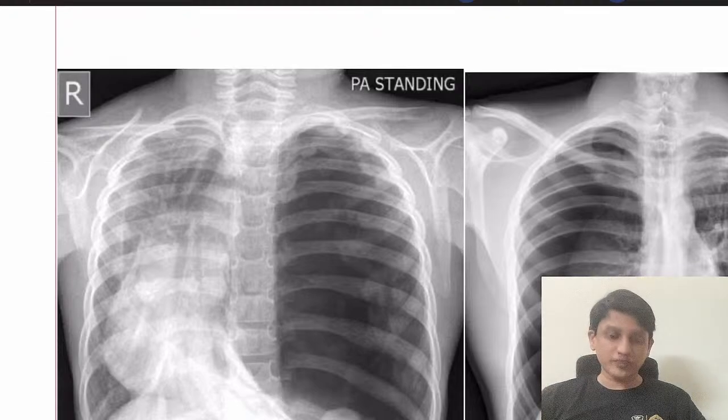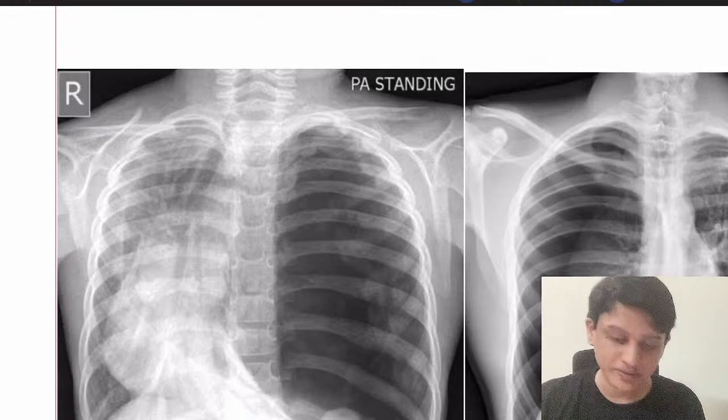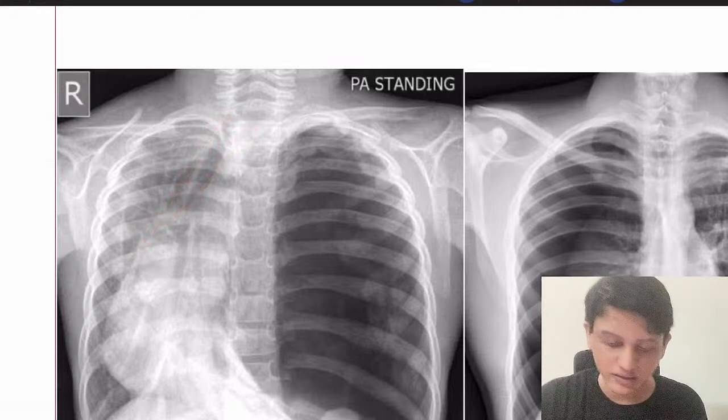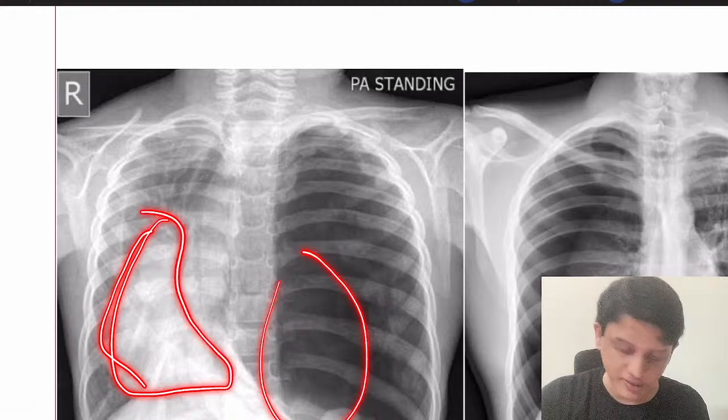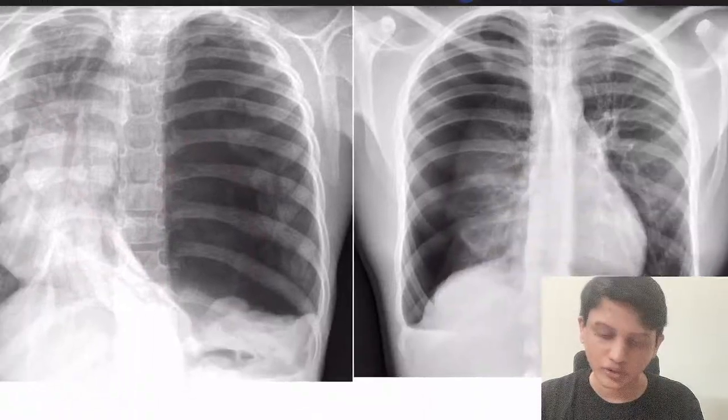So tension pneumothorax with mediastinal shift is present. The trachea, which should be central, is shifted to one side like this. The heart, which should have been here, is pushed here. See, the heart has come till here. So this is tension pneumothorax. What is this?